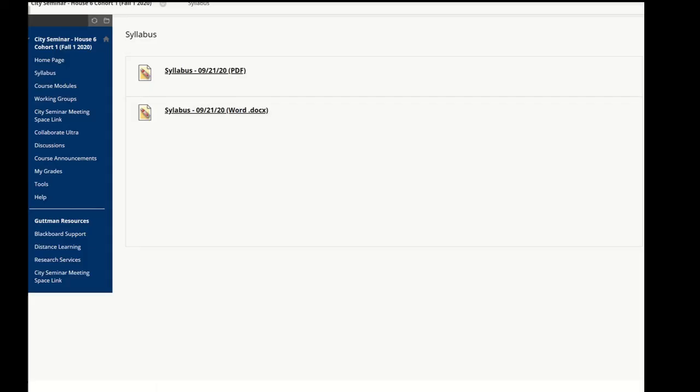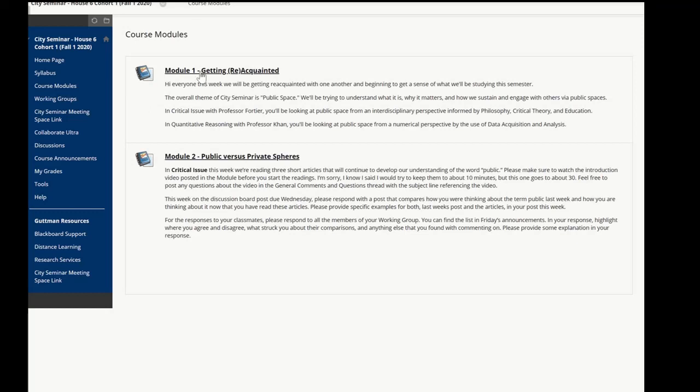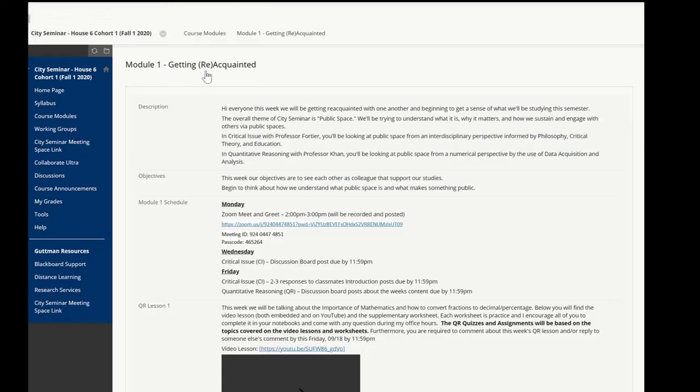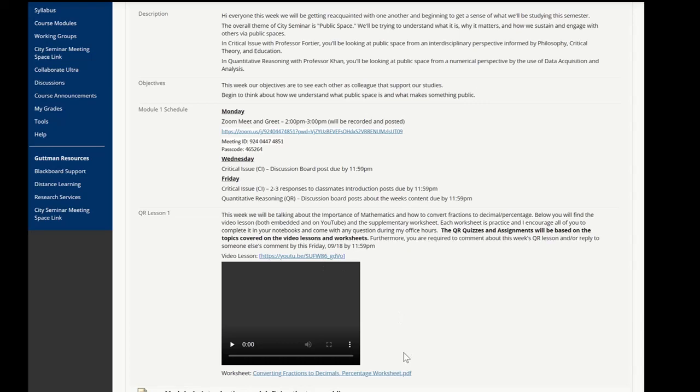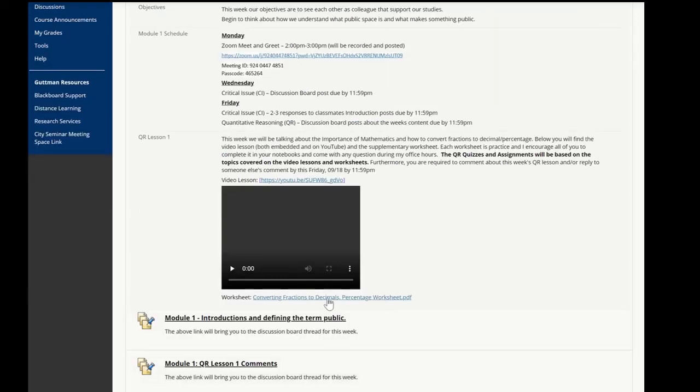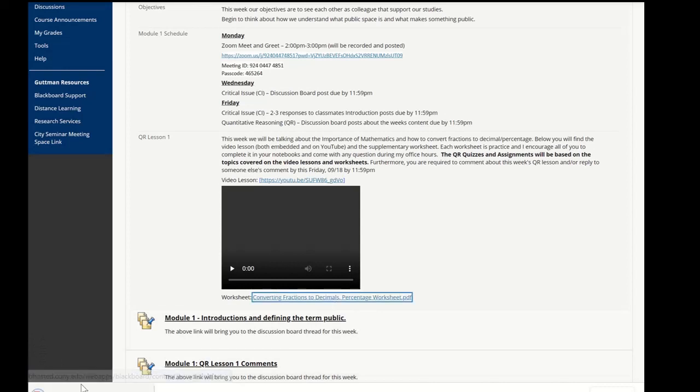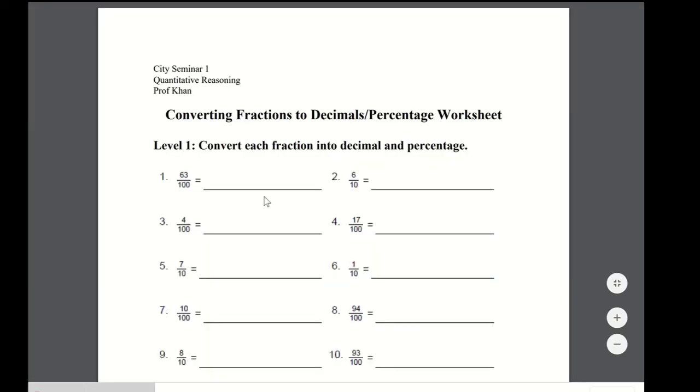Now, what are the structures of the quiz? Imagine the quizzes are very similar to the worksheets, in the sense that you'll have a worksheet. So let's open up this one, last week's worksheet. Let's open it up and I'll give you an example. Let's say this was the quiz.